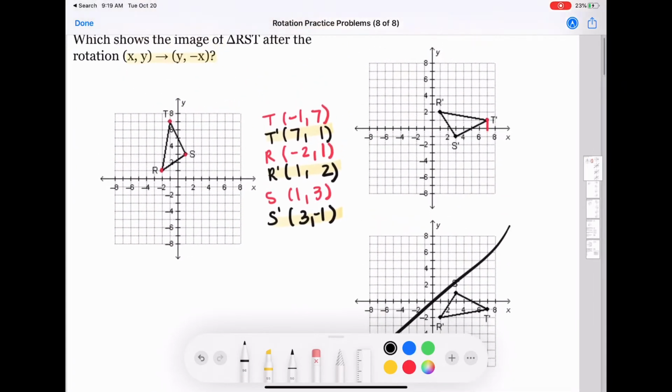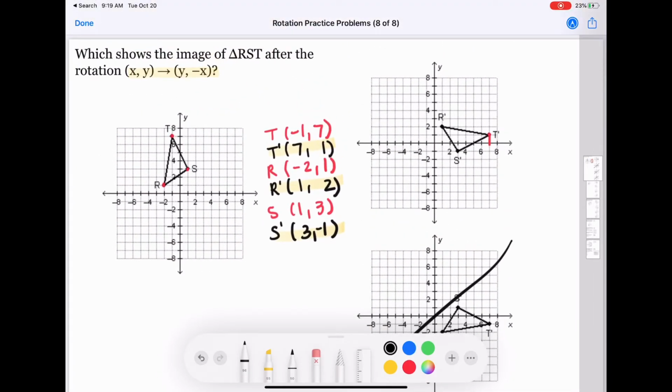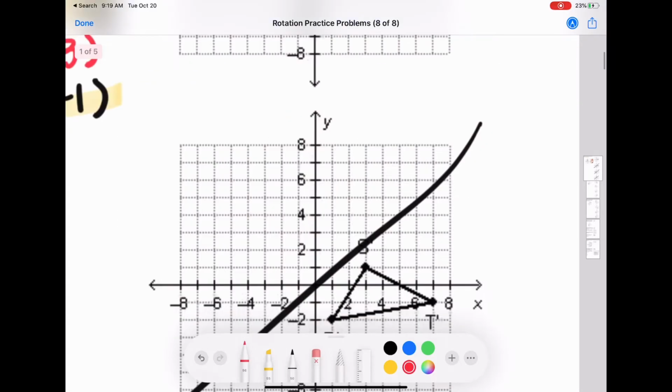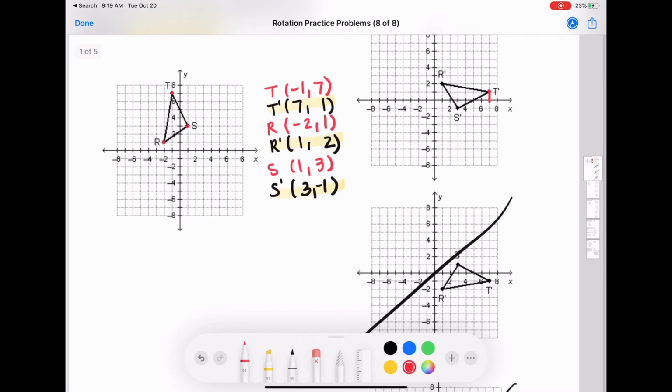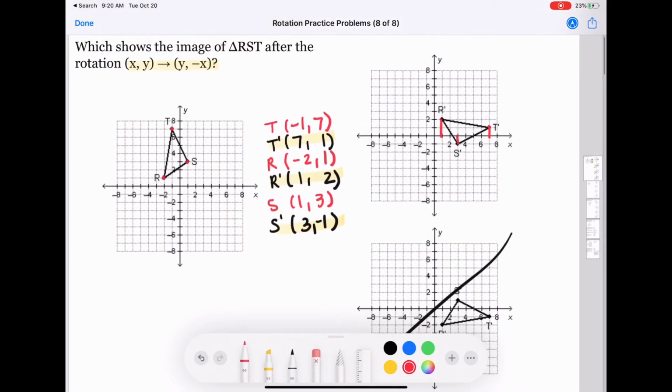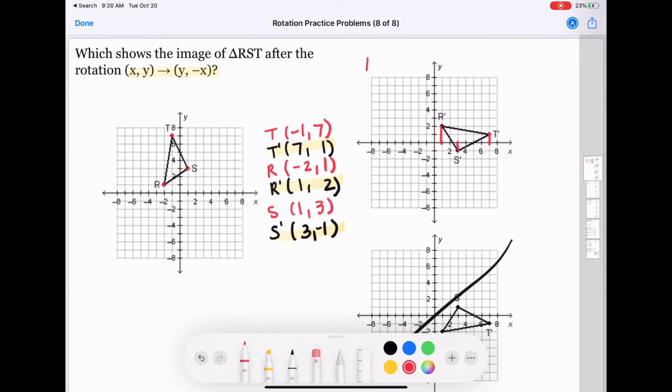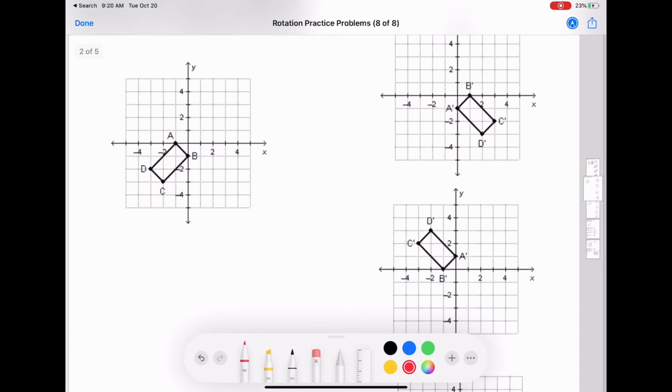Well, since we've already eliminated all the other answer choices, let's just double check this image to make sure that it is correct. We need to get S at 3 and -1, which is correct. And we need to get R at 1 and 2, which is correct. So therefore, A is in fact our correct answer. Let's look at the next problem.